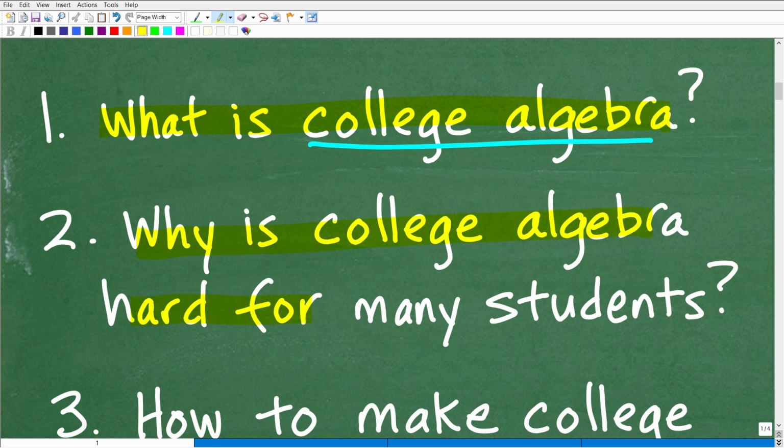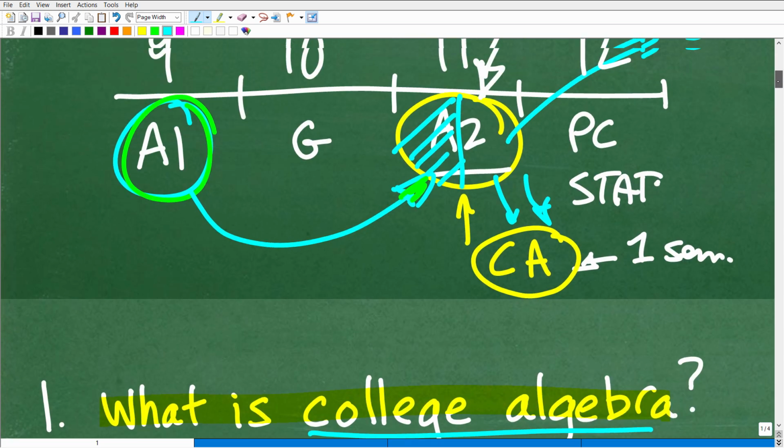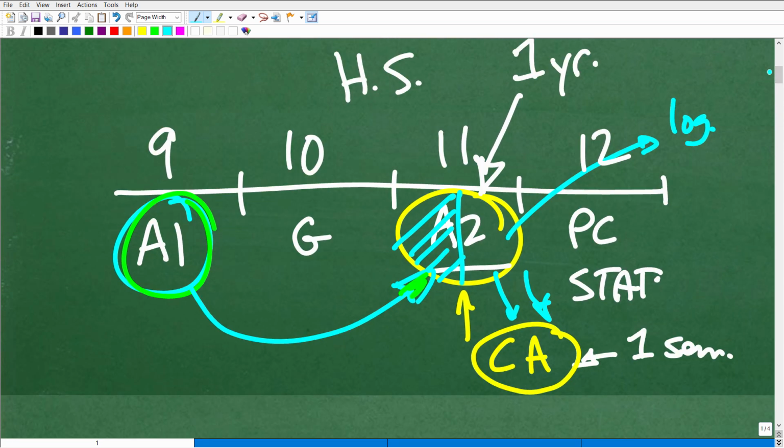Okay, now why is college algebra hard for many math students, to include those students that did pretty good in math in high school? So let's take a look again at our little chart here. The first reason that college algebra is typically difficult for a lot of students is it's a fast-paced course. Now again, some colleges can teach college algebra over one year, but I've been helping students with college algebra for many, many years. Most of the courses that I've seen have been one-semester courses. So it's basically Algebra 2 taught in half the time, right?